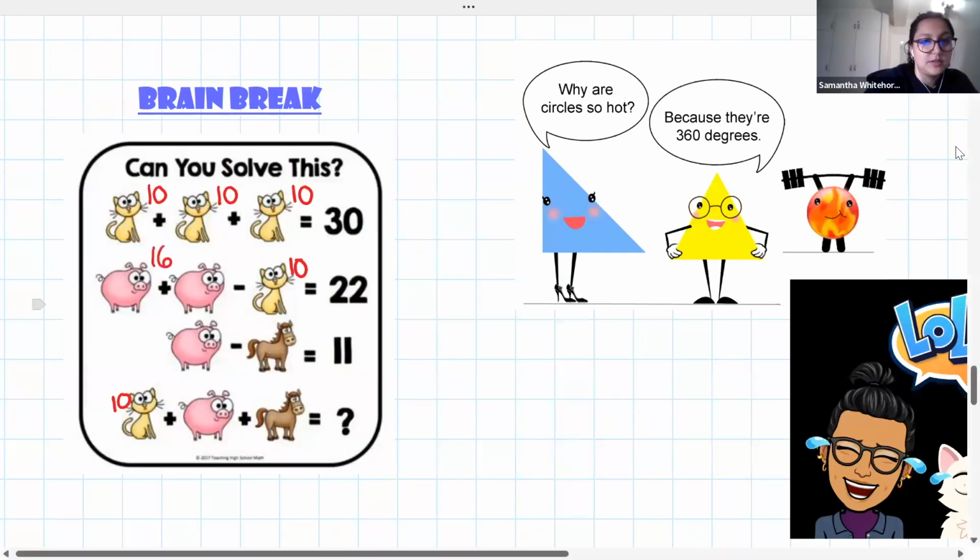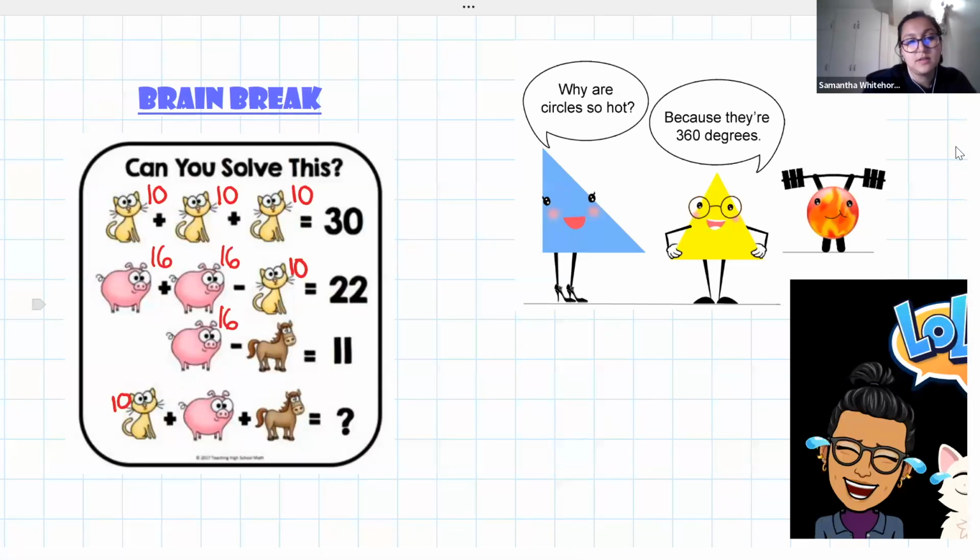Then for the last one, since I had already known that the pig was 16, I said 16 minus 11, that would be the horse. So I ended up with the horse being 5. So then the final thing I had to solve was 10 plus 16 plus 5, which gave me 31. Perfect, Teto. Well done. Excellence.